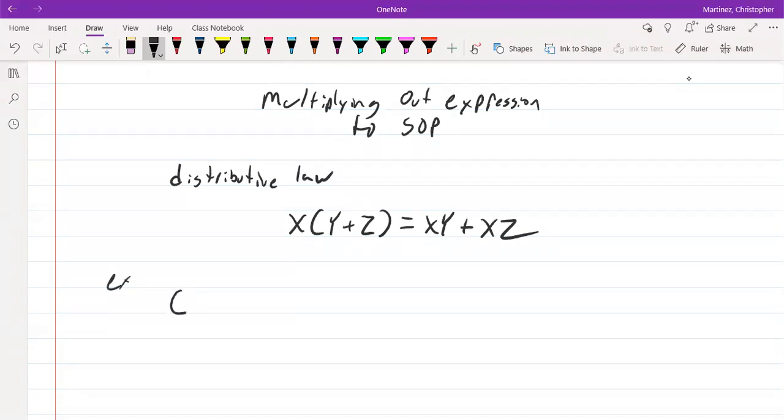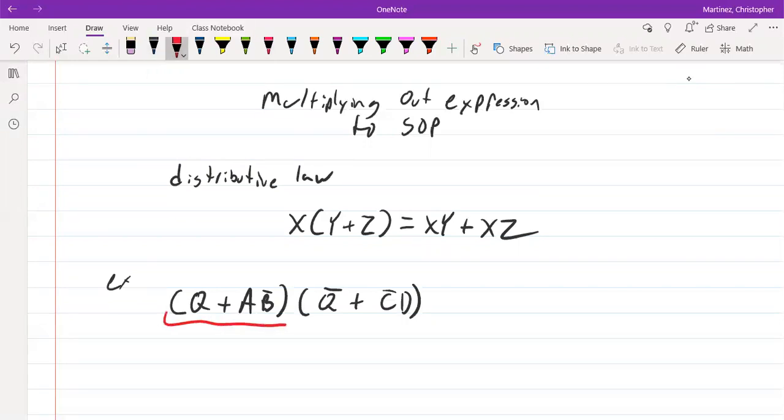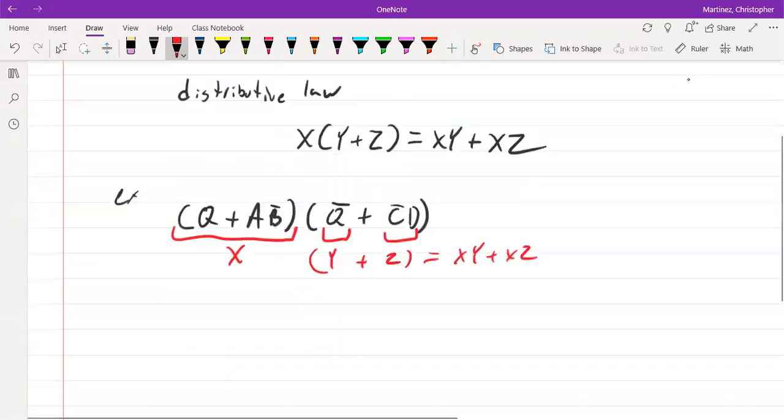In this example, I have q plus ab bar, and that is going to be ANDed with q bar plus c bar d. All right, so what I want to do is take this first piece here and call that x. And then I'm going to call the q bar y and the c bar d as z. Okay, so I know this is going to come out to be xy plus xz. Okay, so let's do that.